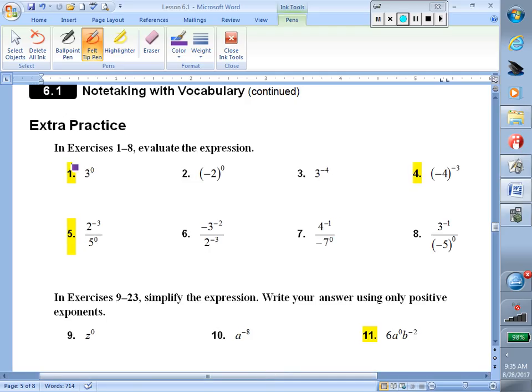If we look at example 1, you could put 3 to the 0 power in your calculator if you wanted to. That's fine. I know we see a 0 in the exponent, and we're really tempted to put 0 in there. But anything to the 0 power is 1.